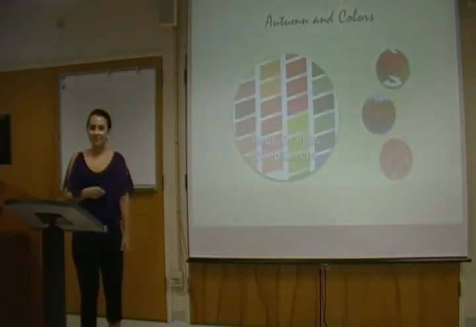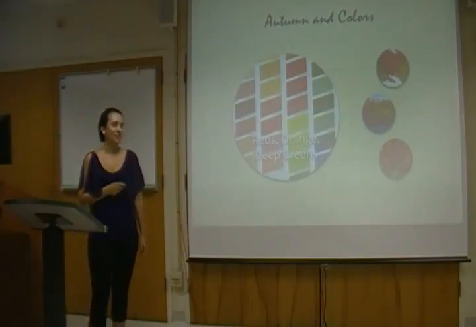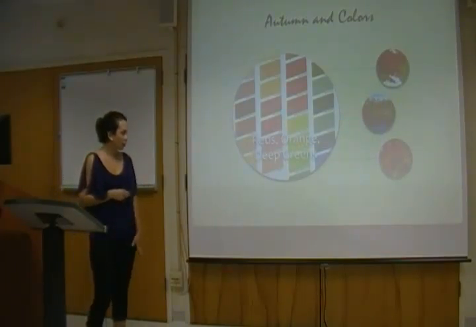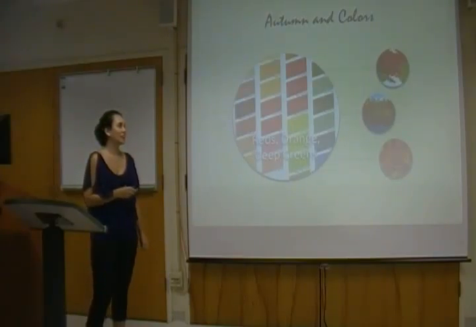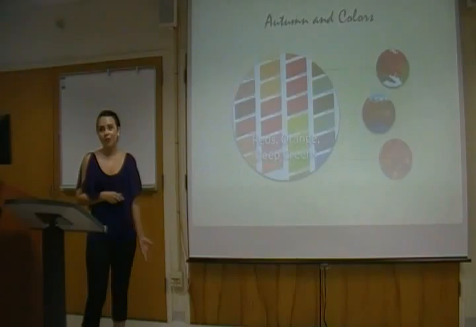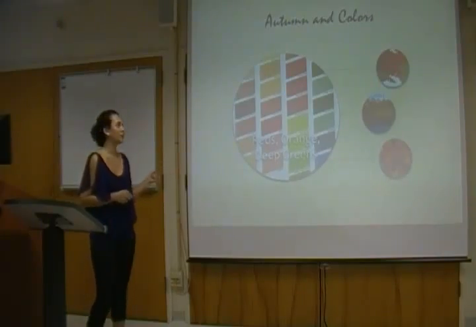Alright, so for autumn, we have colors such as reds, oranges, or deep greens. And as you can see here, obviously, if you look at the fall season, we can see all of the trees that have all those colors together. So that's why these are autumn colors.